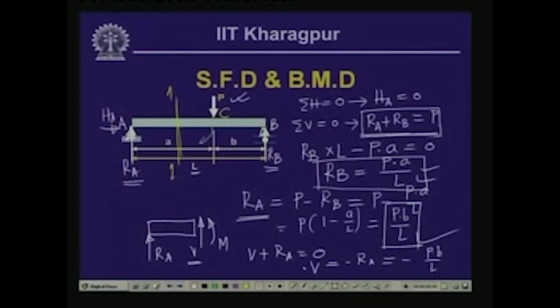Now, if you notice, whether you take the section here or here or here, up to the left edge of this particular load, everywhere we will get an identical free body. So, this indicates that over the segment from A to C, or just to the left of this particular load, the value of the shear will be minus P B by L everywhere. So, we have uniform shear force from A to just left of this concentrated load.